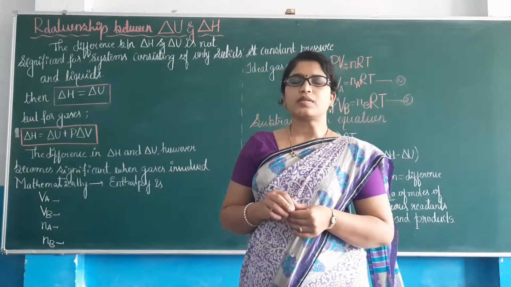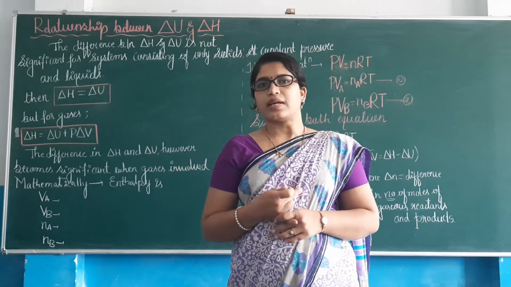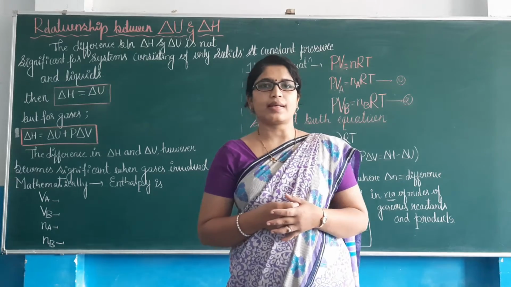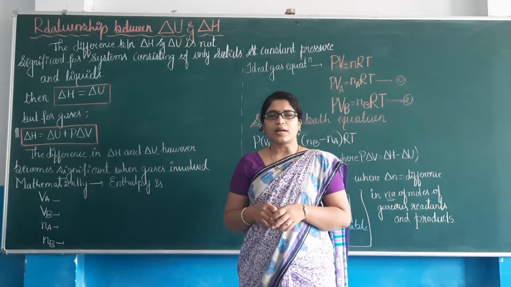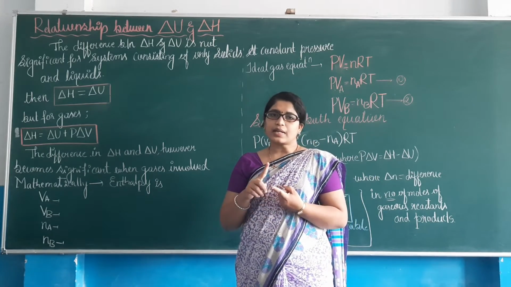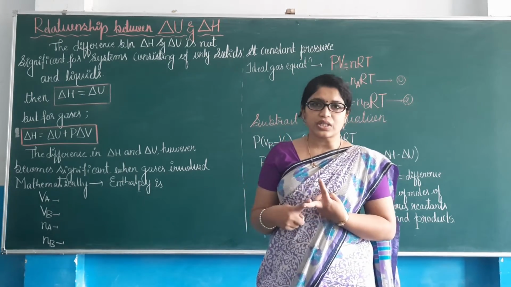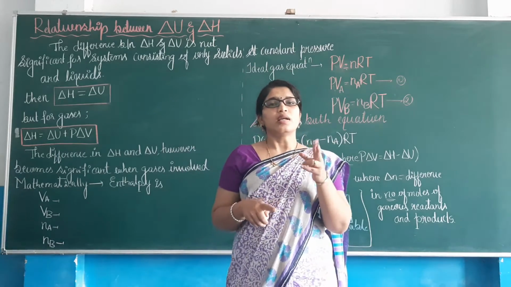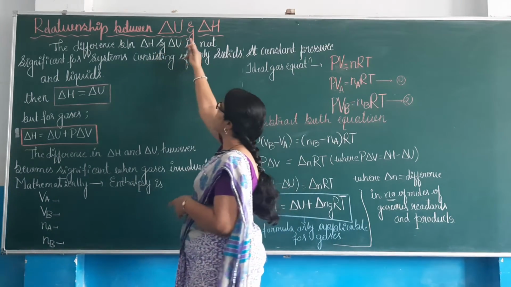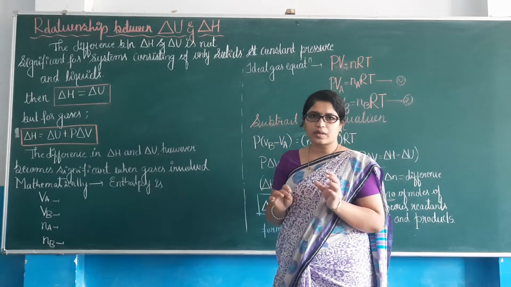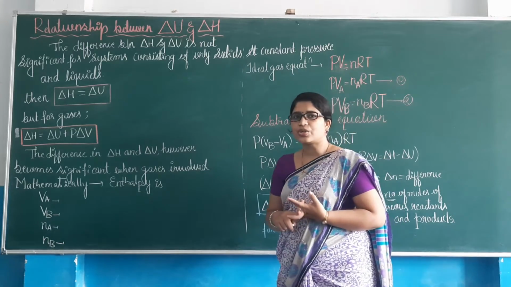So far we have discussed enthalpy. It is a state function. Everything regarding enthalpy we have discussed, and finally we have got an expression for enthalpy change also. Now we need to understand the relationship between delta H and delta U. How are change in enthalpy and change in internal energy related to each other? Delta U we consider as change in internal energy. Delta H is considered as change in enthalpy.